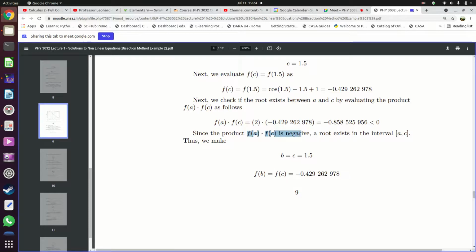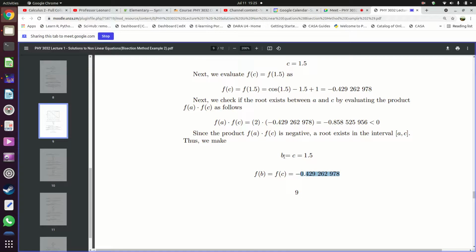Okay, so since our product f of A times f of C is negative, there's a root between A and C, so we're going to shrink the upper boundary. The upper boundary at the moment is at 3. So we're going to move the upper boundary so that it comes to 1.5. So we make our midpoint C become B. So B is going to become 1.5. And also the value of the function at the midpoint, f of C, is going to become f of B.